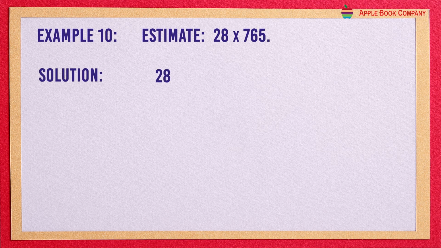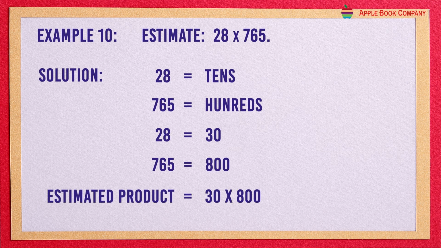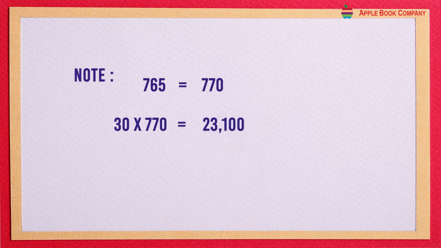Example 10. Estimate 28 into 765. Solution. The largest place of 28 is tens and the largest place of 765 is hundreds. So 28 rounded off to the nearest tens is 30. 765 rounded off to the nearest 100 is 800. So the estimated product is equal to 30 into 800, which gives us 24,000. Note, for a closer estimate, we can round off 765 to the nearest tens, 770. Which will give us 30 into 770 equal to 23,100.